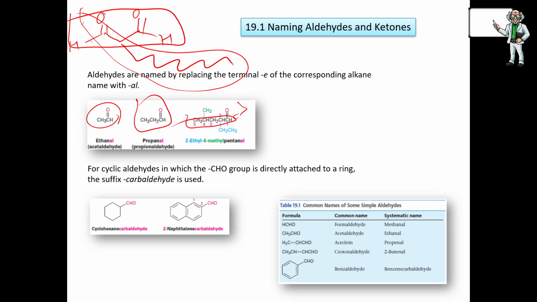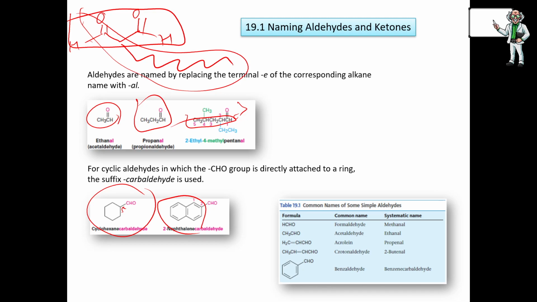One difference is that when we have an aldehyde directly attached to a ring, then we name the ring and then we put carbaldehyde at the end. And in this ring, position 1 will always be the position of the aldehyde. That means here this will be a cyclohexane, and then we add carbaldehyde. Here it will be a naphthalene carbaldehyde.